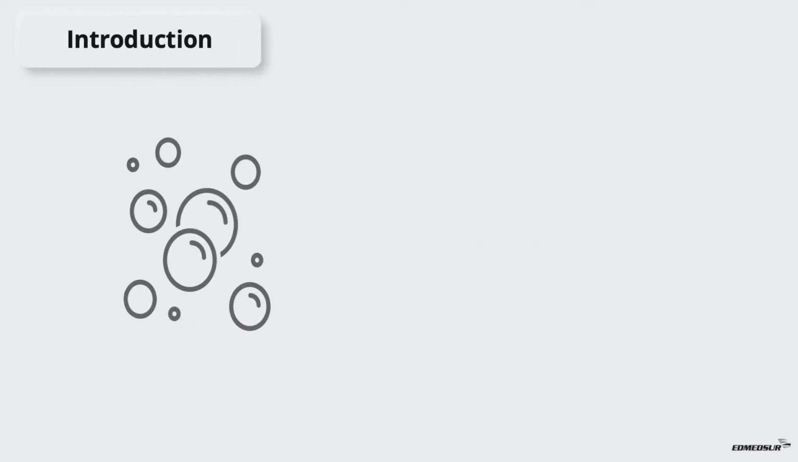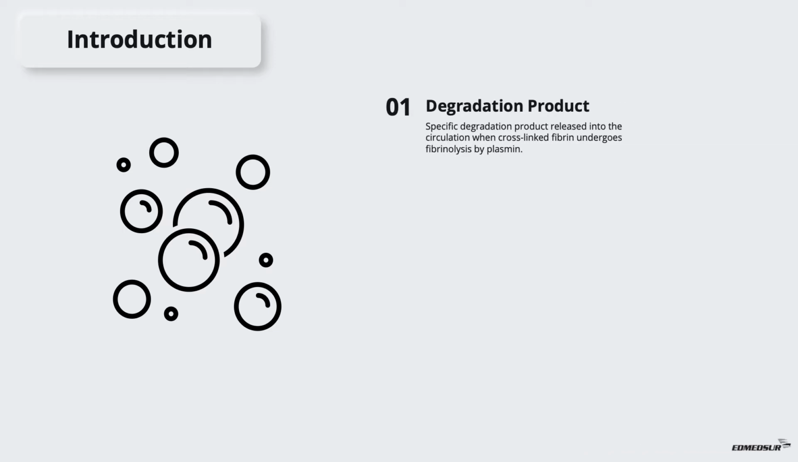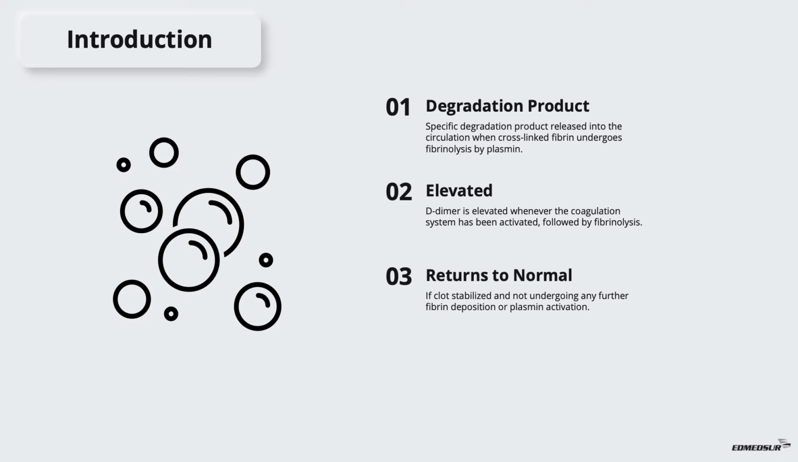Introduction. D-dimer is a specific degradation product released into the circulation when cross-linked fibrin undergoes fibrinolysis by plasmin. Essentially, D-dimer is elevated whenever the coagulation system has been activated, followed by fibrinolysis. The D-dimer level returns to normal if the clot is stabilized, as seen after treatment with heparin, and not undergoing any further fibrin deposition or plasmin activation. D-dimer has been widely studied in patients with acute deep vein thrombosis and pulmonary embolism.